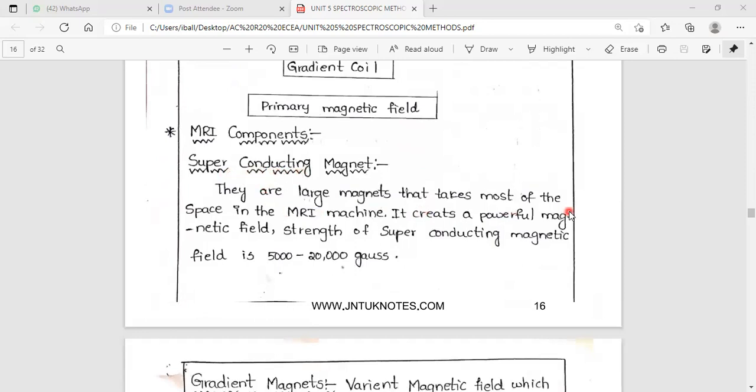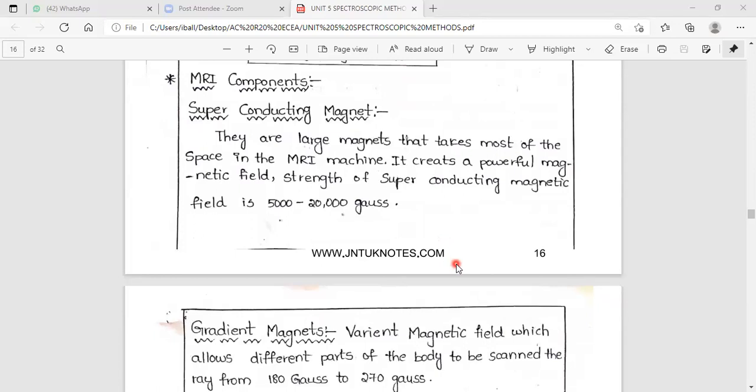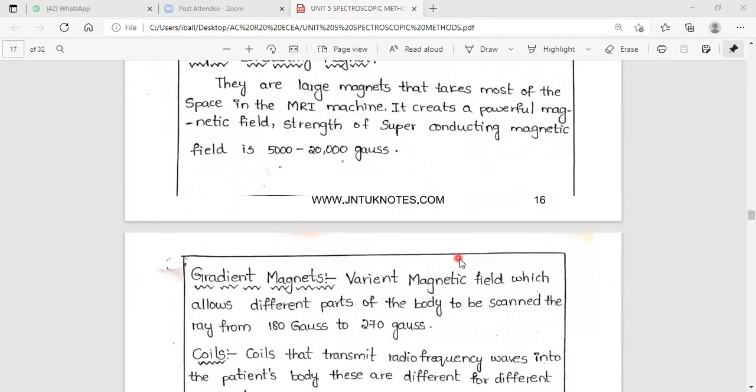The superconducting magnets, superconductors like type 1 and type 2 superconductors, contain excellent diamagnetic properties. Superconducting magnets have a magnetic field of about 5,000 to 20,000 Gauss. The superconducting material, containing a very high magnetic field, is used as an MRI component.